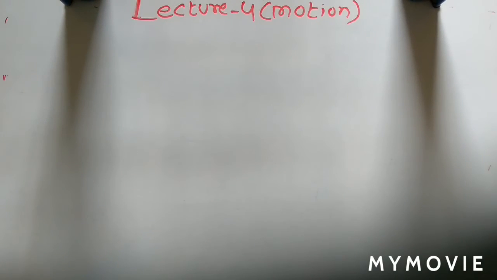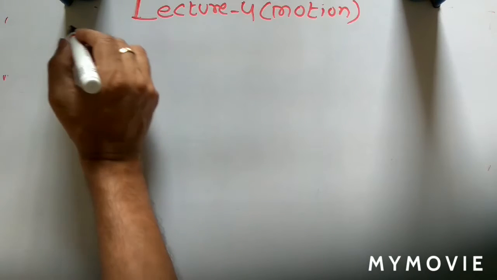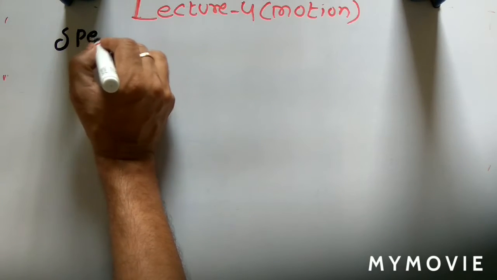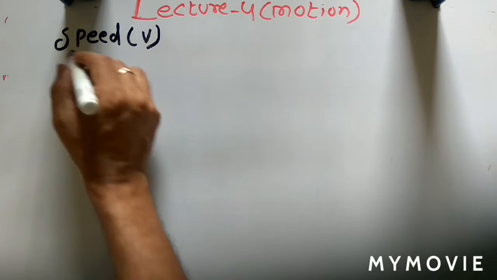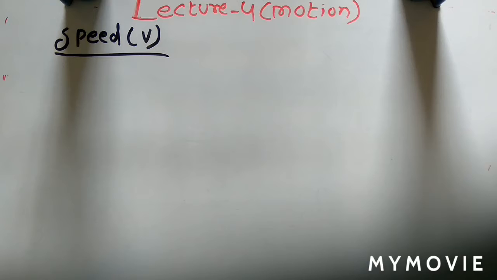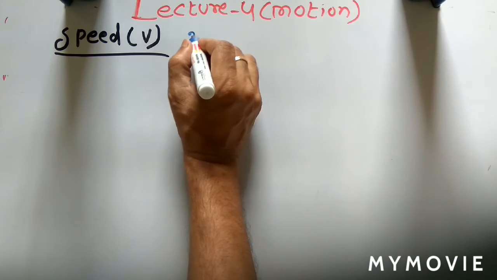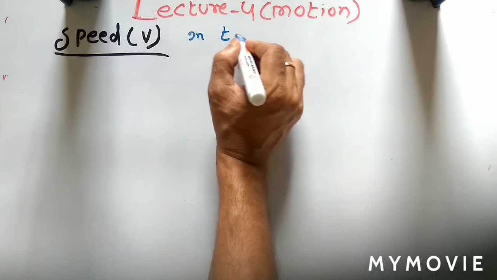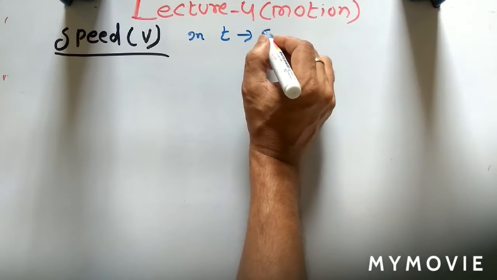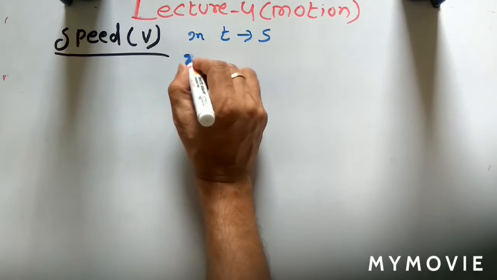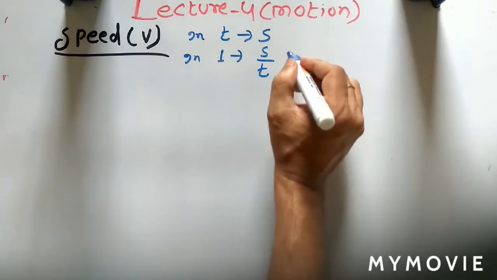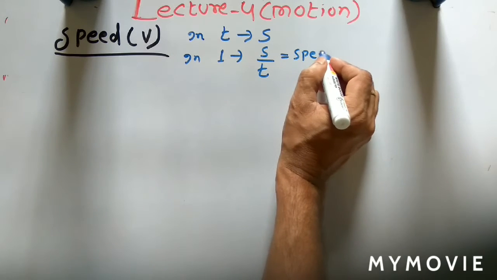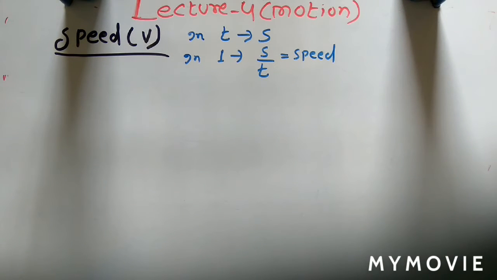Now we'll start speed. Speed is represented by the symbol v. First we'll discuss speed, then we'll discuss velocity. So what is speed? Suppose the total time is t. In t time, a body covers s distance. So in unit time, what is the distance covered by the body? It is s by t. This s by t is called speed.